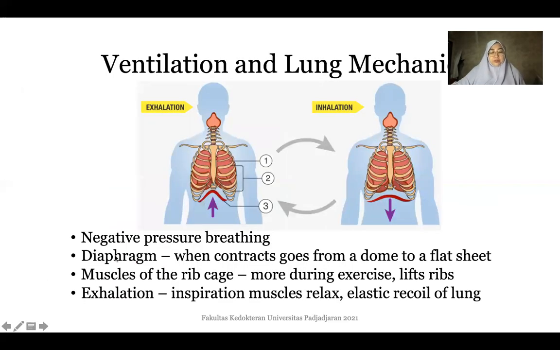So we're going to move now to talk a little bit about ventilation. This is the mechanism by which we get air in and out of our lungs. It's really important to remember that the way we get air into the lung is called negative pressure breathing. Basically, we use our diaphragm, which is a dome-shaped muscle, and contract it, because the diaphragm is a skeletal muscle. When you contract it, it becomes shorter, so the diaphragm will be flatter.